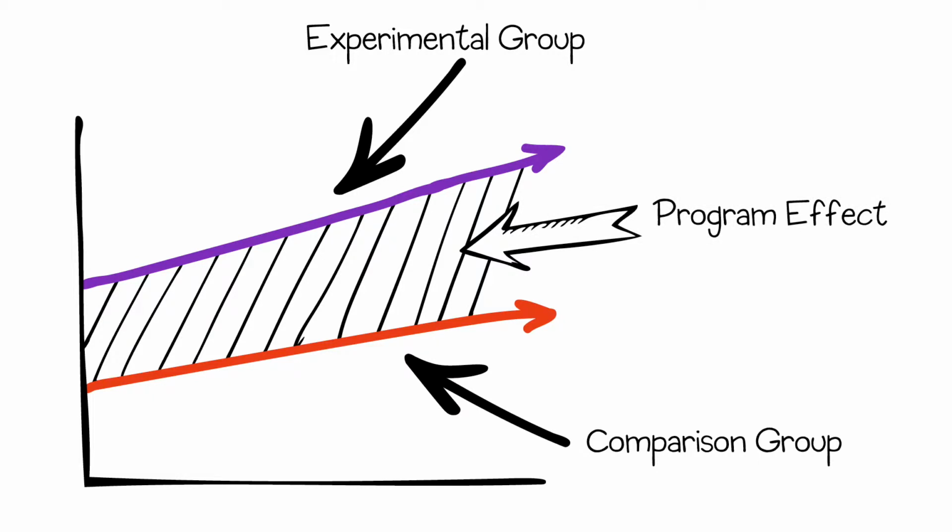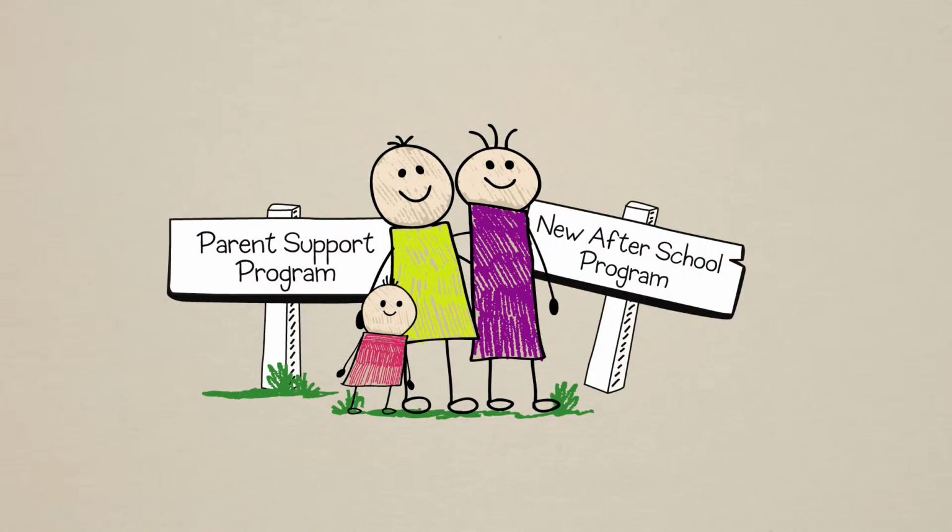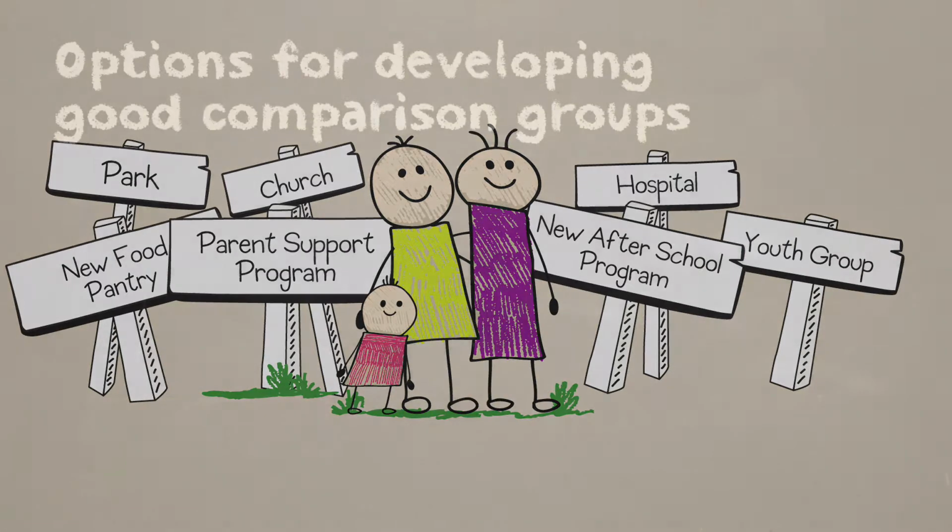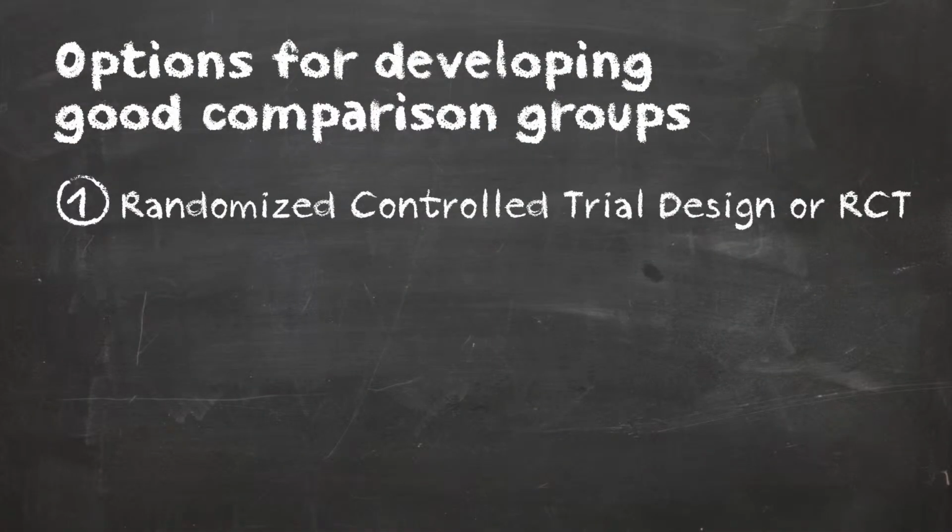Exactly. If we don't have a comparison group, it can be difficult to tell whether any changes in outcomes we are seeing are due to the new program we implemented or whether they're due to other factors at play within our community. There are several approaches to developing good comparison groups. Here's four of them. The first option is a randomized controlled trial design, or RCT for short. This is generally regarded as the strongest approach to building a comparison group.